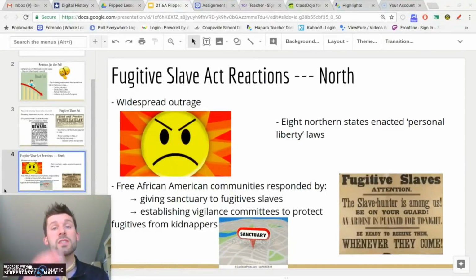Between the northern reactions and the southern reactions, because as you can imagine, they had two different reactions. First off, in the North, there was widespread outrage. Thousands of northerners were convinced fully that slavery should not be allowed in the new Western territories, such as the Oregon Territory.